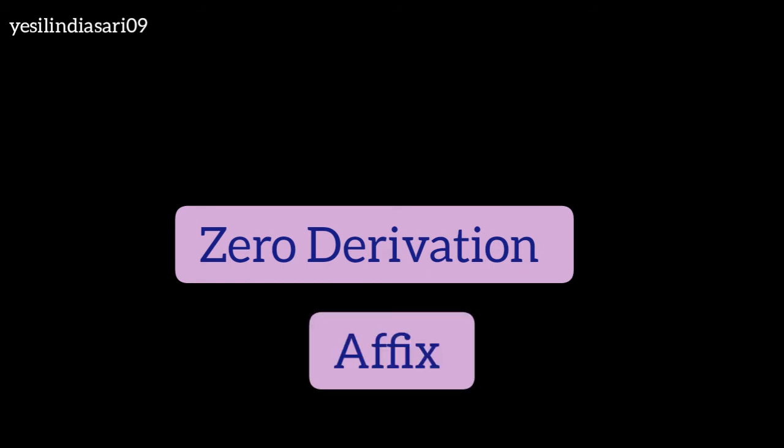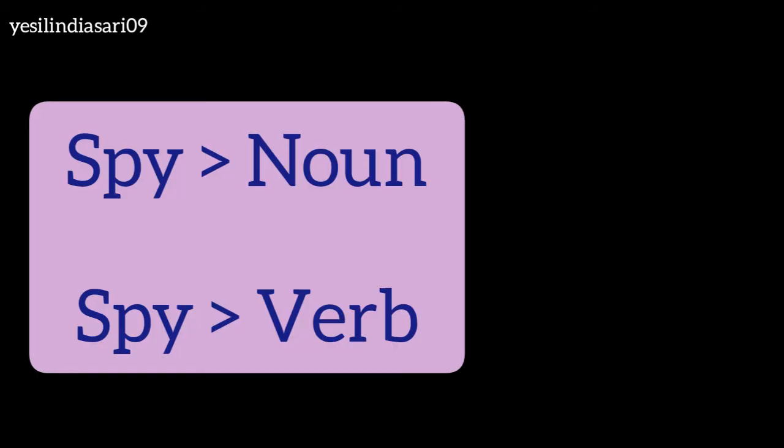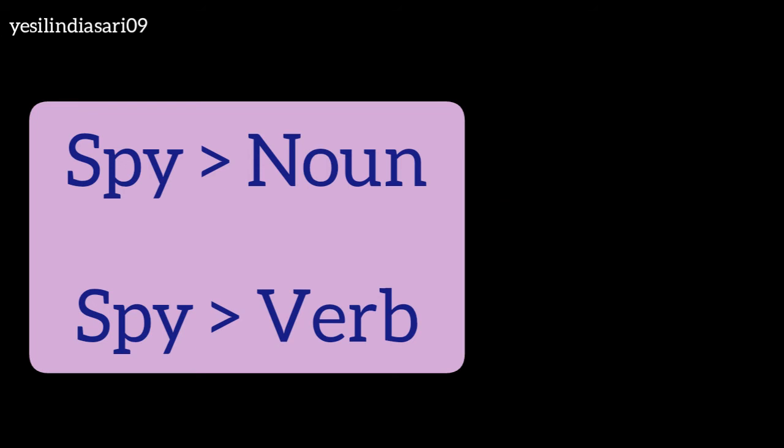Zero derivation. Sometimes derivation occurs without an overt affix. This is called zero derivation or conversion. That means one word has 2 forms and 2 meanings without any prefix or suffix. For example, spy. Spy can be a noun or a verb, and spy has 2 meanings. Spy as a noun means spion, and spy as a verb means mata-mata.